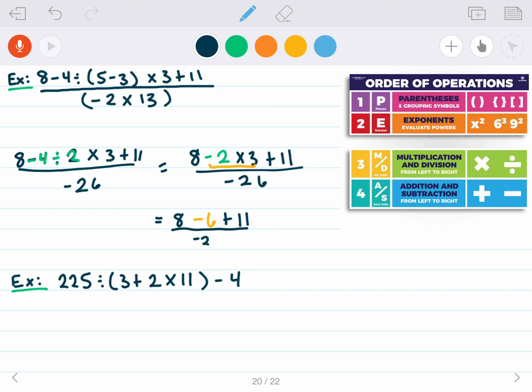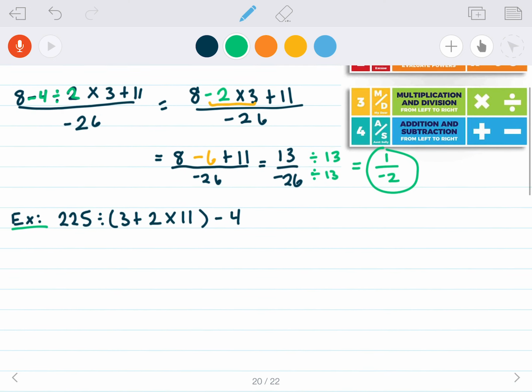all over negative 26. And then on the top, if we do 8 minus 6 plus 11, let's see. I'm getting 13 on top. And on bottom, I get negative 26. So if I reduce this fraction by 13, if I create an equivalent fraction by dividing top and bottom by 13, I get 1 over negative 26 divided by 13 is negative 2. So that's my final answer there.